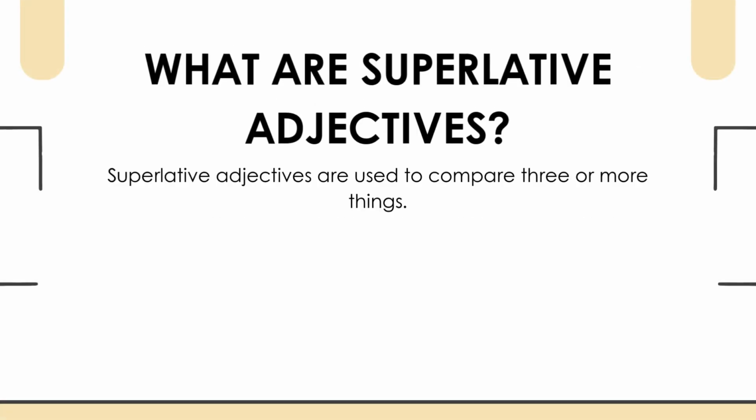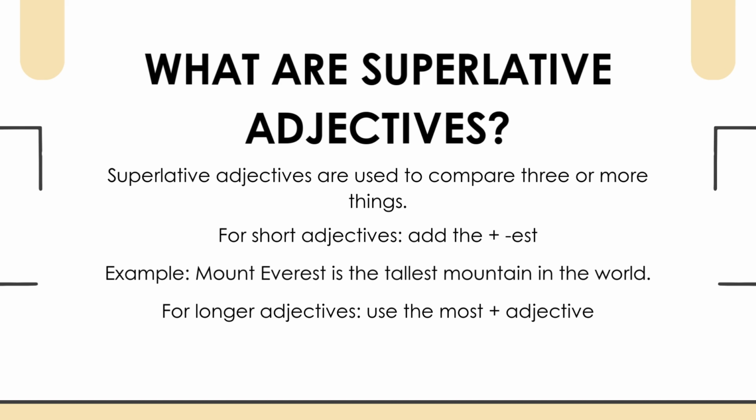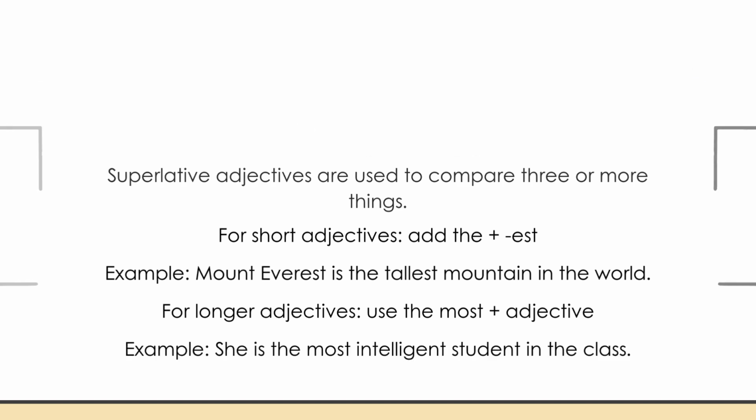Superlative adjectives are used to compare three or more things, showing which one is the highest or most extreme in a group. For short adjectives, we add the plus -est. For example, Mount Everest is the tallest mountain in the world. For longer adjectives, we use the most plus the adjective. For example, she is the most intelligent student in the class.